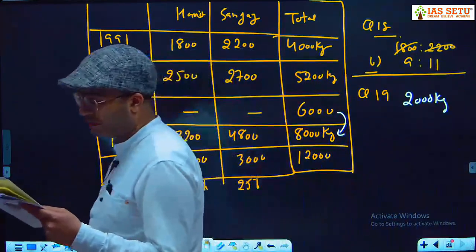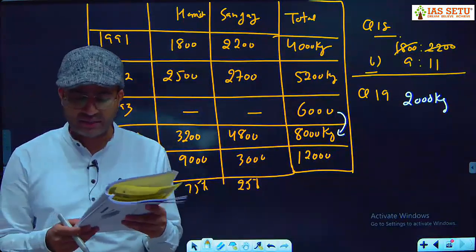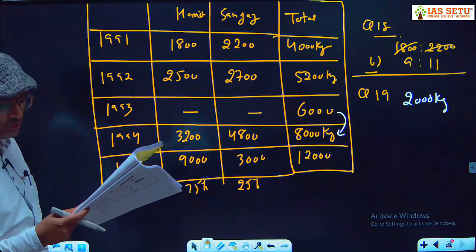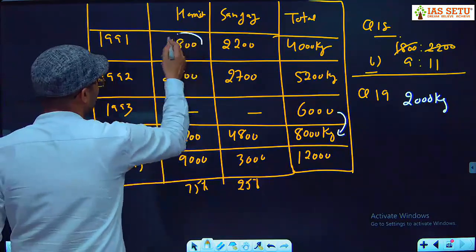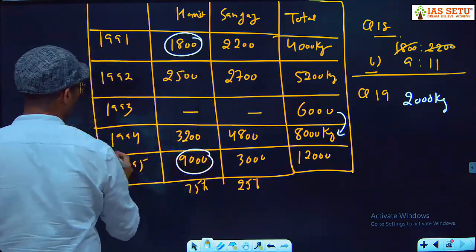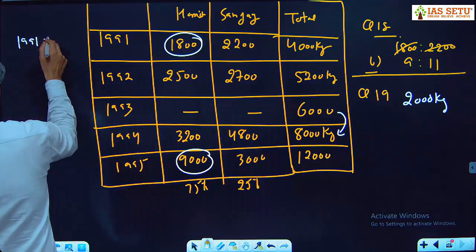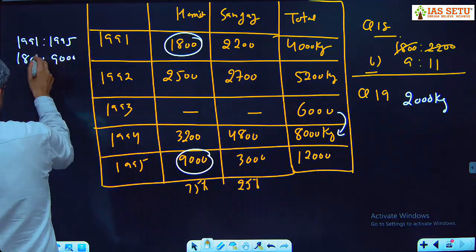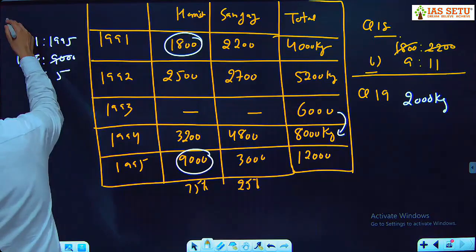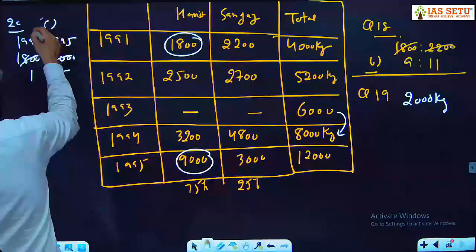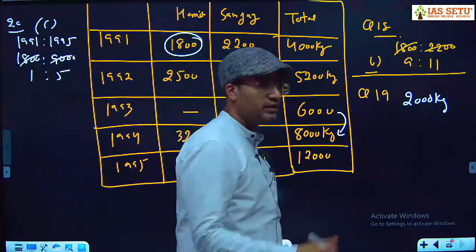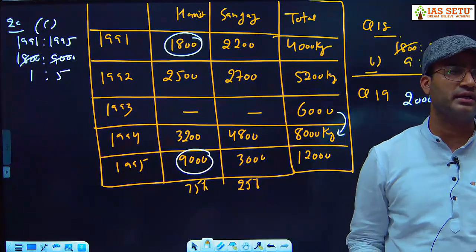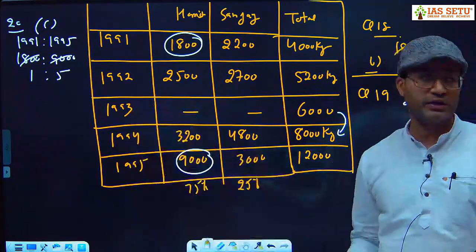Question number 20. Quantity of jowar received by Harish in 1991 as a ratio of quantity received in 1995 is closer to. तो हरीश को 1991 में क्या मिल रहा है और 1995 में क्या मिल रहा है, उसका रेशियो क्या है? 1991 is to 1995, 1800 is to 9000, so ratio is 1:5. Question number 20, your answer is C. Harish in 1991 is to Harish 1995. हरीश को 1991 में क्या मिल रहा है और 1995 में क्या मिल रहा है, उसका रेशियो निकालना है 1:5.